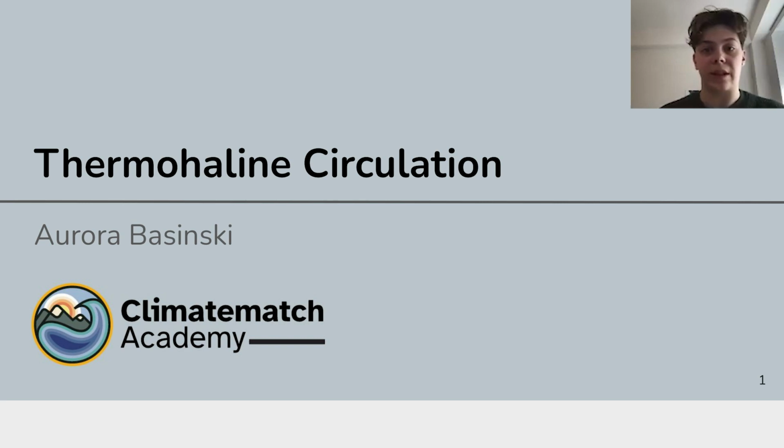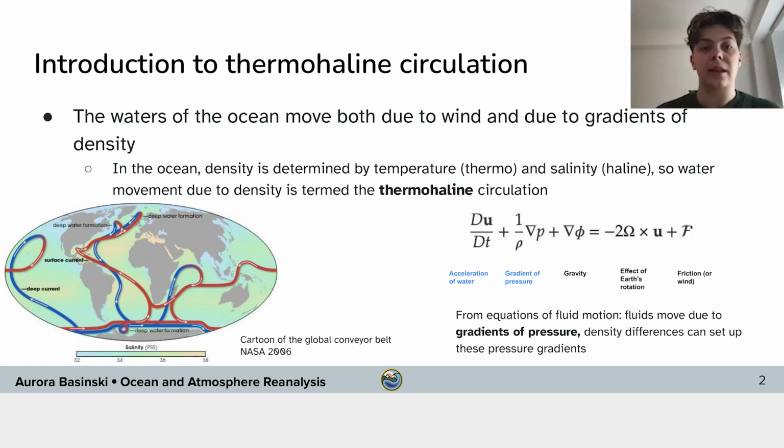Welcome to tutorial 6, where we're going to talk about the thermohaline circulation. As discussed in the previous tutorial, one way that the waters of the ocean can move is because of wind forcing. But in addition to moving because of wind, they can also move because of density differences. We can see this from the equations of motion on the bottom right of the slide here.